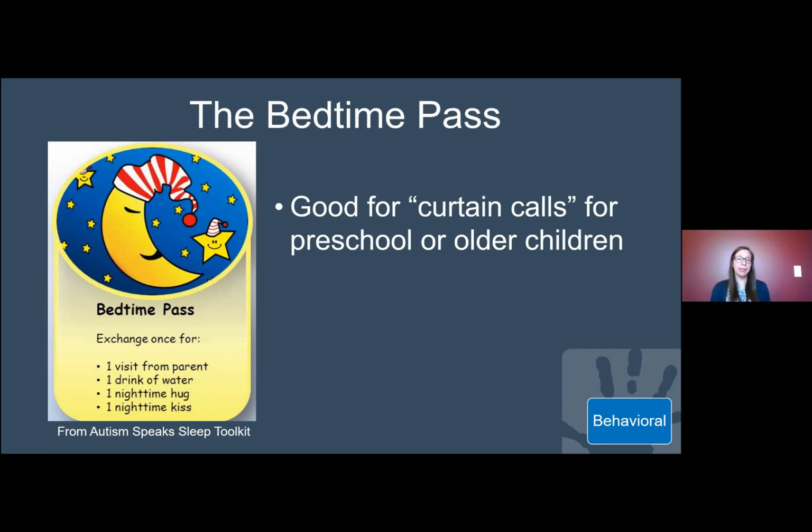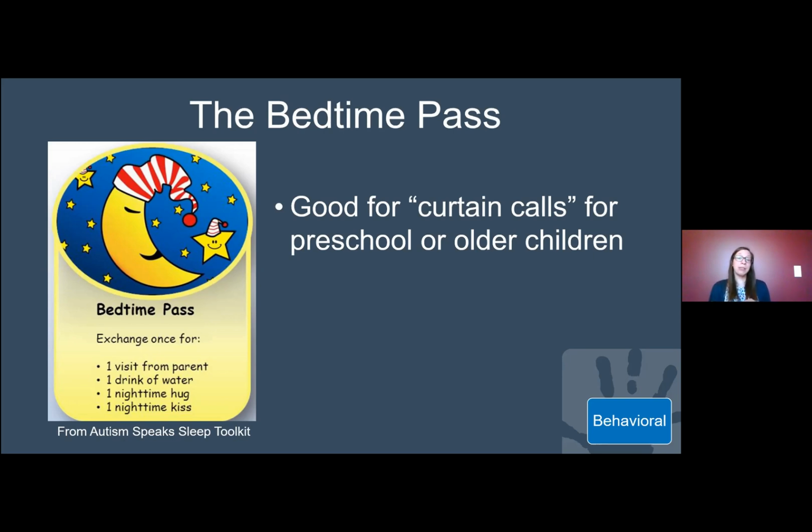So the Bedtime Pass is an actual physical pass that you give your child, and the theory behind the pass is they can exchange the pass for one trip out of their room. So a visit from the parent, a drink of water, a hug, a kiss, a bathroom trip, just once. But if they still have it in the morning, they get a small reward for keeping it all night. So it can be a good motivating tool to help your child stay in their bedroom at night if they're having a lot of these curtain calls.